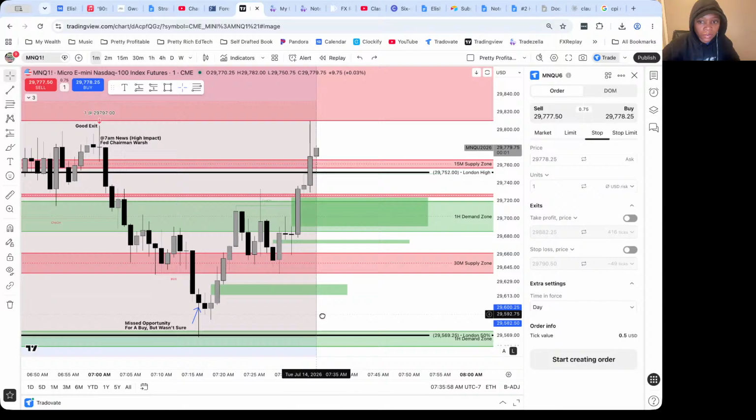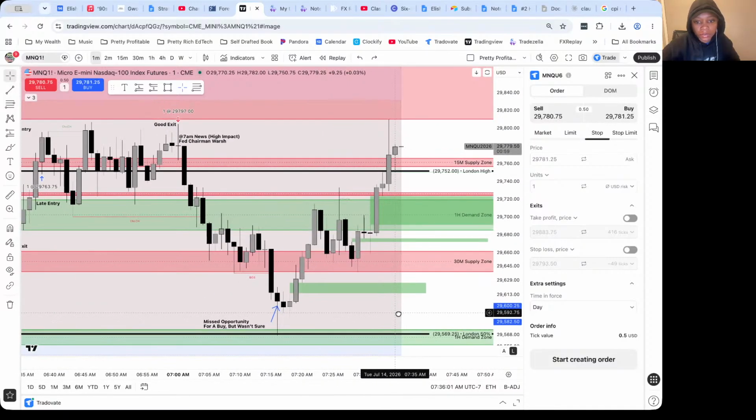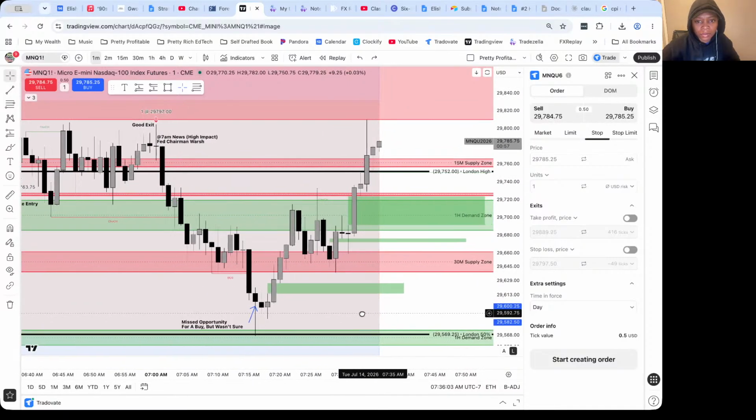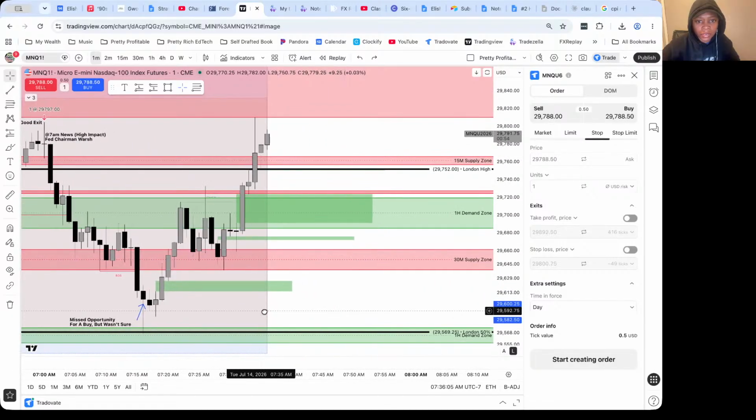See, I didn't feel confident to take them zones because it was already invalidated, at least for the day. You know what I mean?